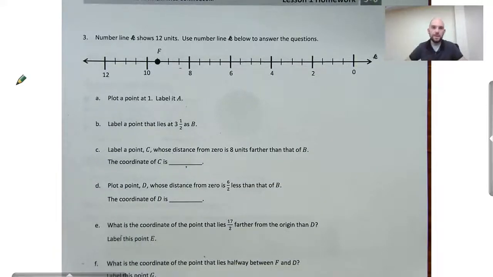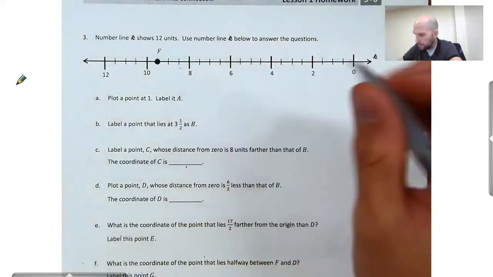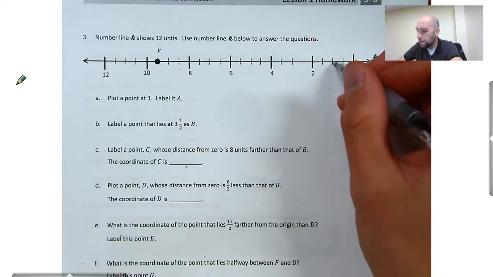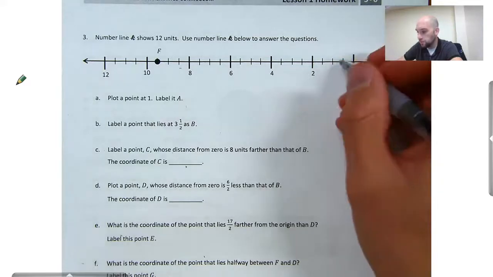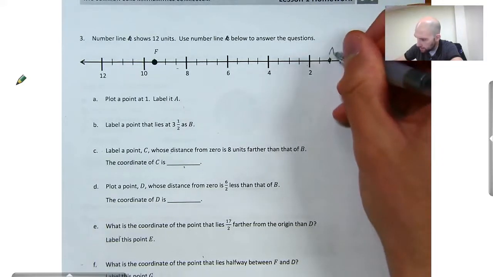So now we have this number line K. It shows 12 units. And we're going to use that number line to answer the questions. On letter A, it says plot a point at 1 and label it A. So we have 0, 2, 4, 6, 8. So our halfway or midway point between 0 and 2 is going to be 1. Right here. We'll label that A.